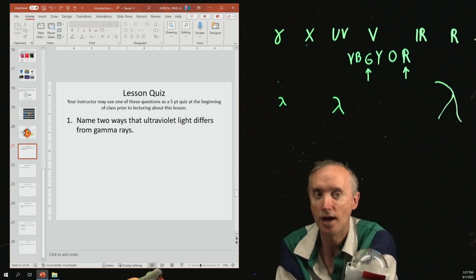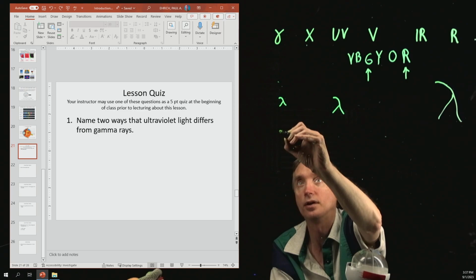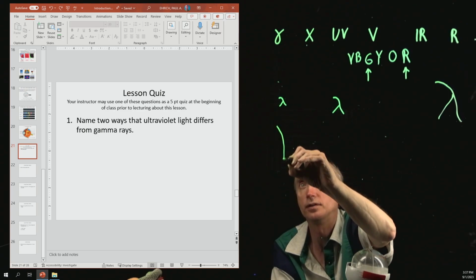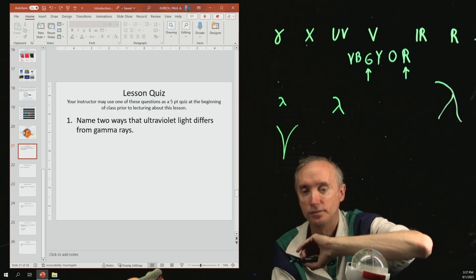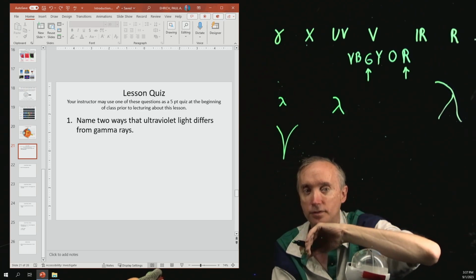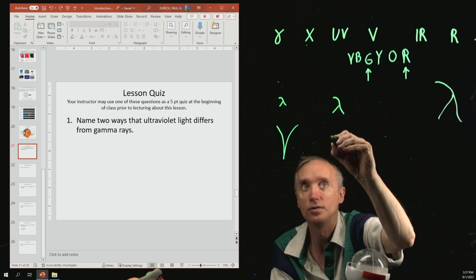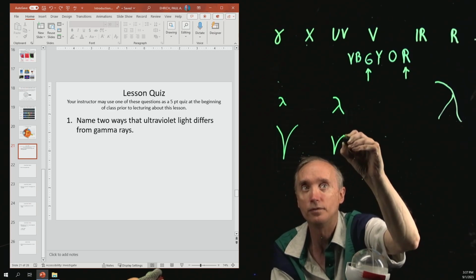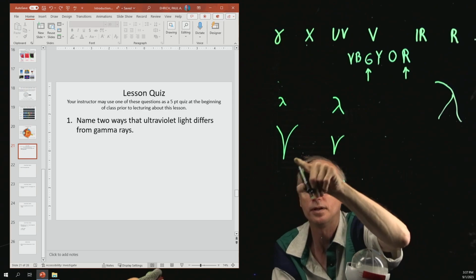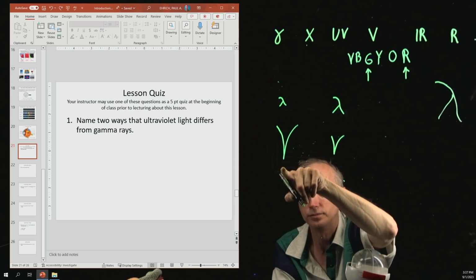Frequency. Okay, so how would their frequencies be? Well, this one over here, gammas would have the largest frequencies of anything in the electromagnetic spectrum. And so the ultraviolet would still have a pretty big frequency, but not as big as the gammas would.